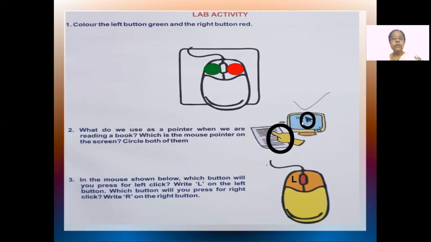Clear? So, which is the mouse pointer? This is the mouse pointer. That's why I ticked it. Okay. But he said circle both the pointers.